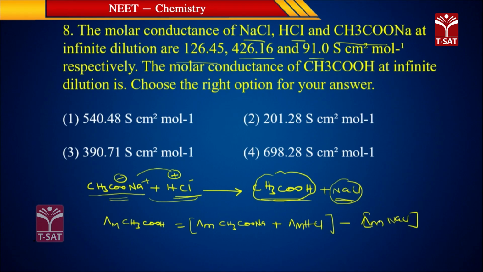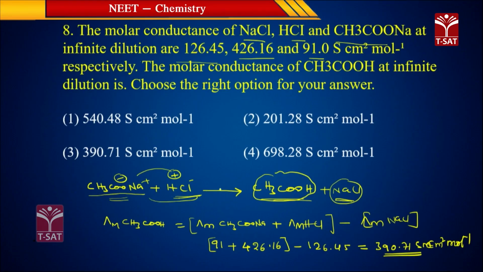Tell me, the molar conductance of CH3COONa will be the last one, right? 91 plus, and HCl is 426.16, minus NaCl is 126.45. So after calculating all these things you will get the answer: 390.71 Siemens centimeter square mole inverse. So the correct answer for this one is the option.